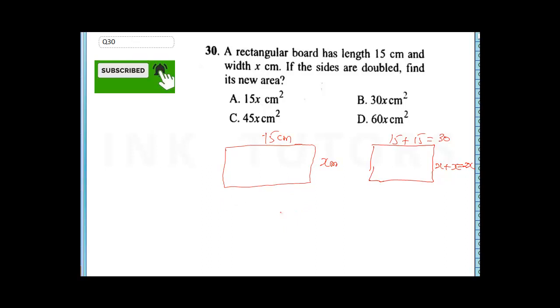So our new area is going to be length times width for the new rectangle, which is going to be 30 times 2x. So this is going to give us 60x cm squared. So that's the final answer.